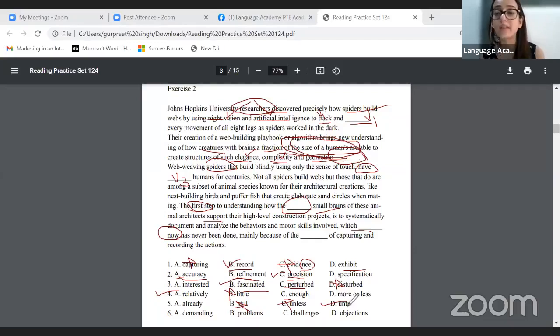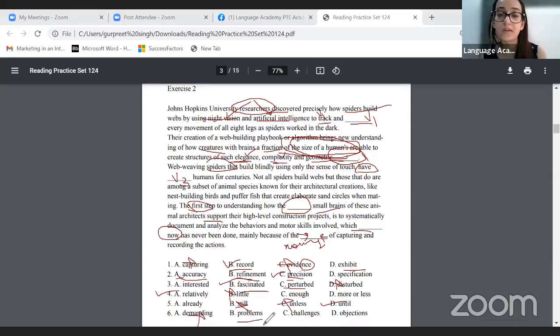Until now or till now, both of them mean the same. Until is more academic than till. So which until now has never been done, mainly because of the dash of capturing and recording the actions. The grammar says after the and before of we need a noun. So because of the dash of capturing and recording the sessions. Demanding is not a noun.